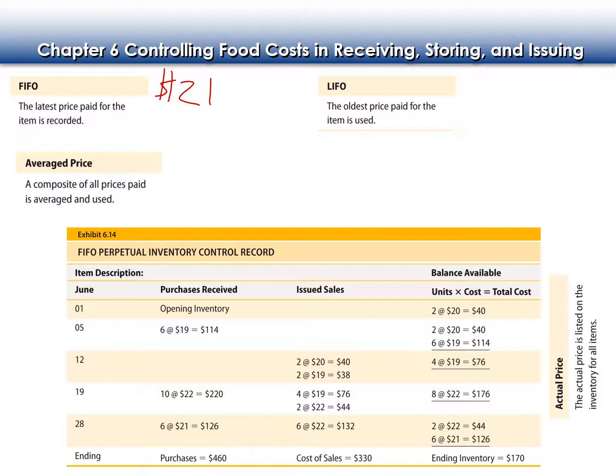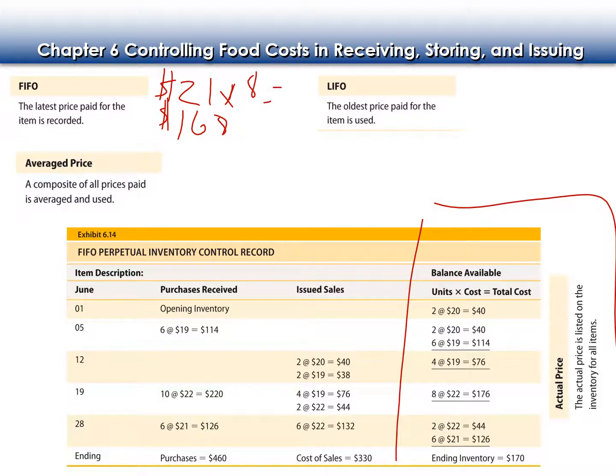What is our ending inventory? How many total things do we have in inventory? 8. Okay, so we have 8 in our inventory. So 21 times 8 is 160 plus 8, so 168. So we're $2 off. This right here is the actual price, that actual method we talked about. See how I put this one right over here? This is the actual price of our inventory. So we're off by $2.